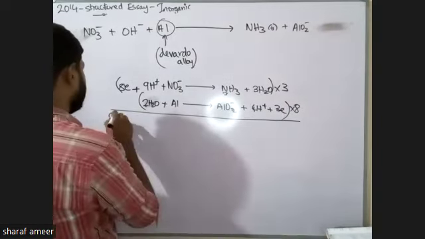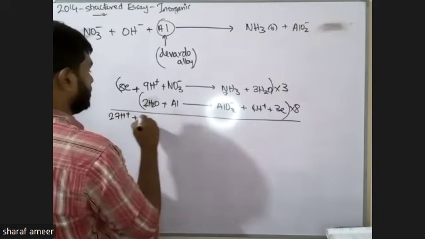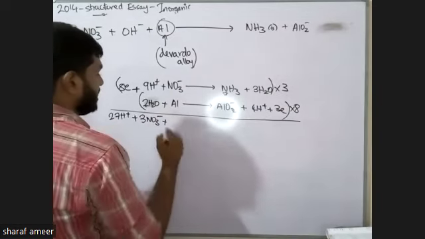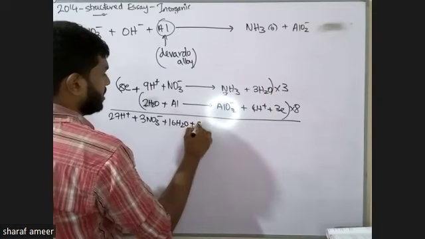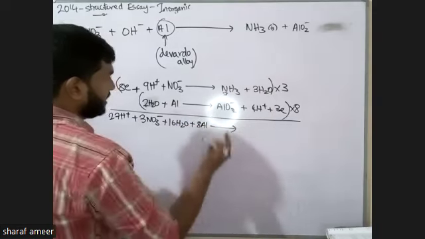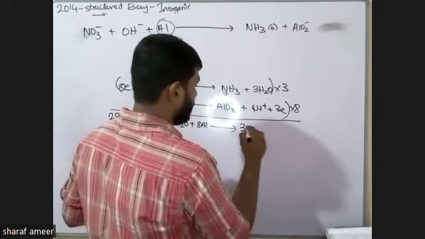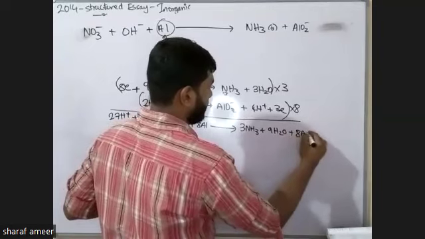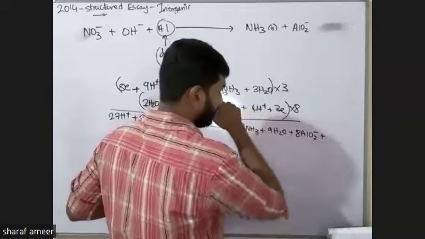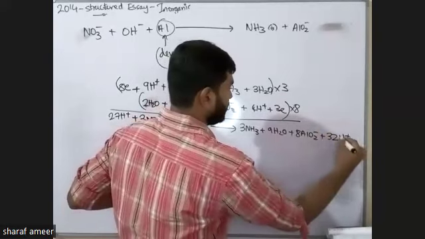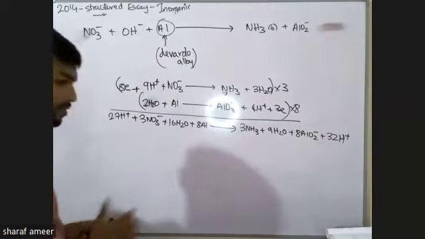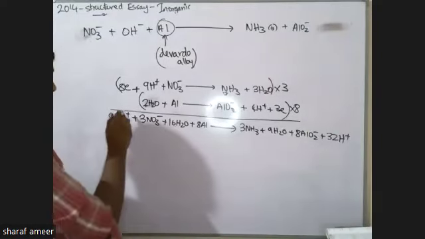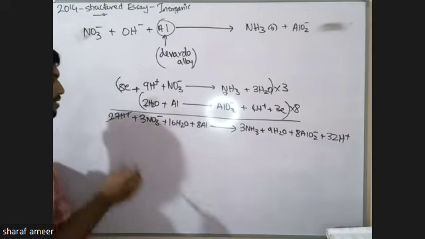So 3 nines are 27 H plus, plus 3 nitrate, plus 2 into 8, 16 water, 8 aluminium. Now on the right hand side: 3 ammonia plus 9 H2O plus 8 aluminate plus 4 into 8, 32 H plus. Right? Now we'll balance this part. So here we have 27 H plus, so you can cancel this out.